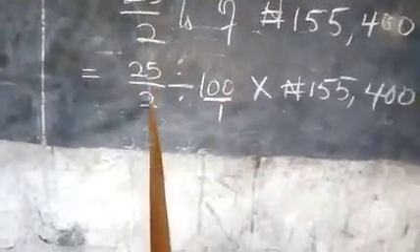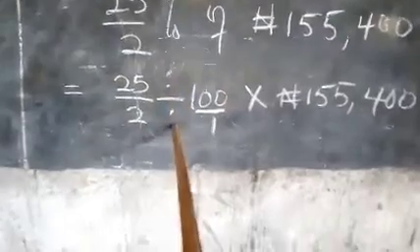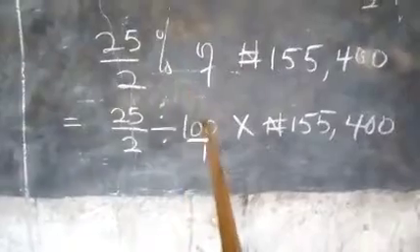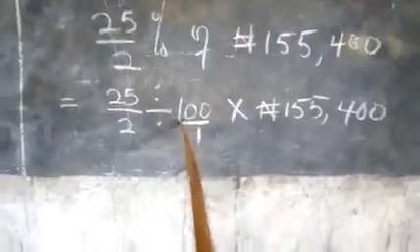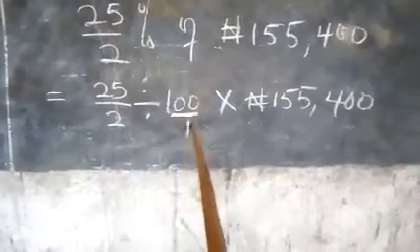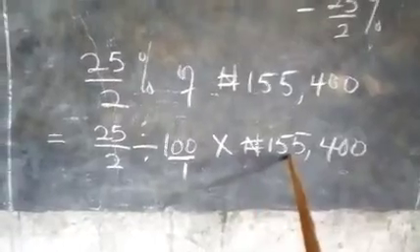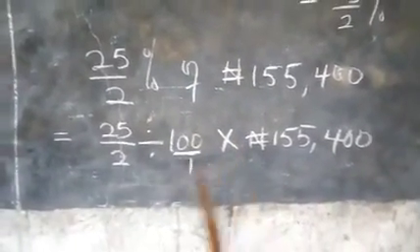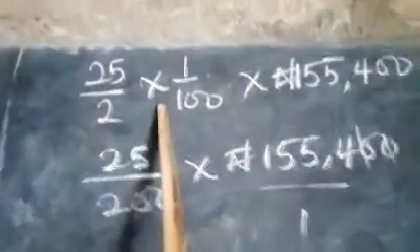So 25/2 is already a fraction. That's why we wrote divided by 100, which stands for the percentage here. When we have written 100, you can see we are not putting percentage again. This has represented it. So we can put over 1 under this to make it a fraction as well, to look alike. Then multiplied by 155,400. Of means multiplication.